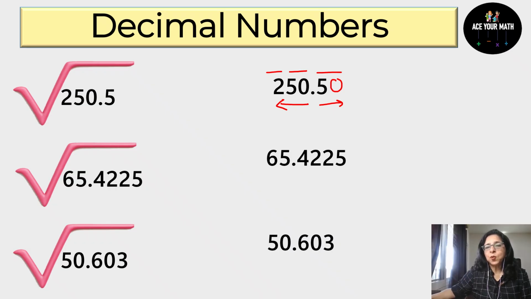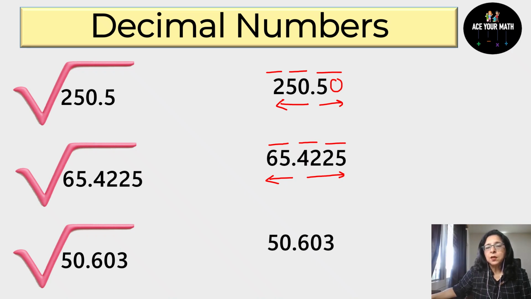It is 65.4225. So first we will do for the left side of decimal. For the left hand side, you will start from 5 by taking two digits at a time. So 65 forms a group. For the digits on the right side of decimal, you will start from the digit just after decimal. So it is 42. 42 forms a pair and then 25 forms a pair. So we form three groups here.